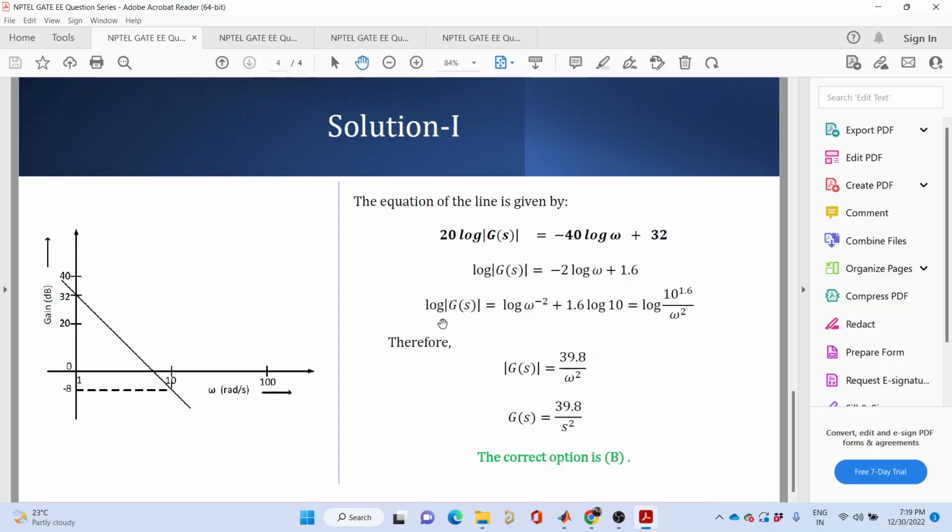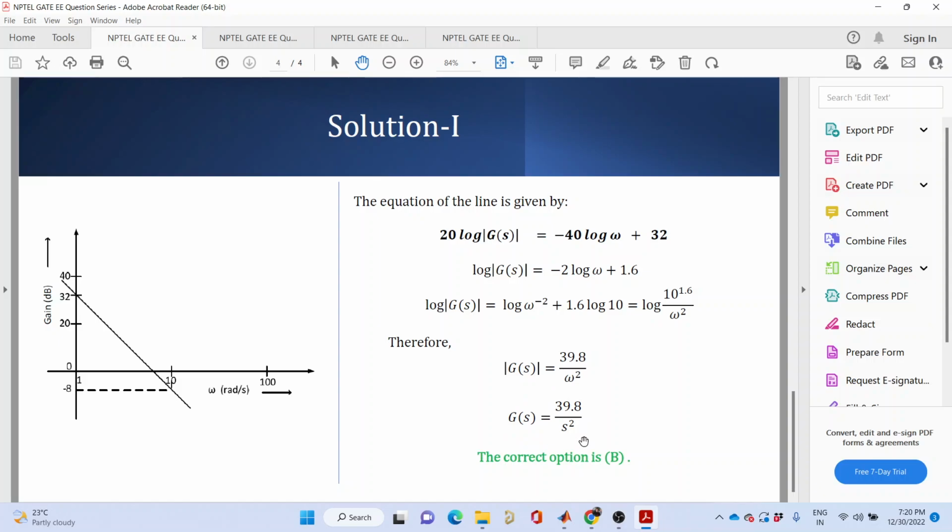The reason for doing so is that on the left hand side we have log, and I want the entire term inside a log function. So log of mod of g of s becomes equal to log of 10 whole to the power 1.6 divided by omega square. That means mod of g of s is nothing but 39.8 by omega square. So g of s is 39.8 divided by s square.